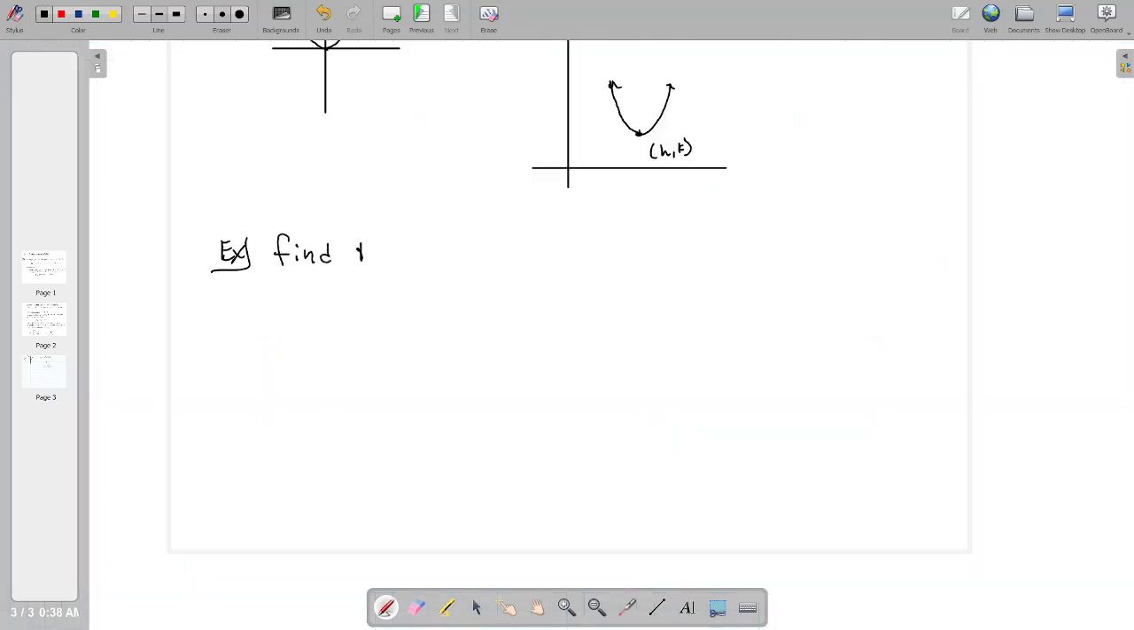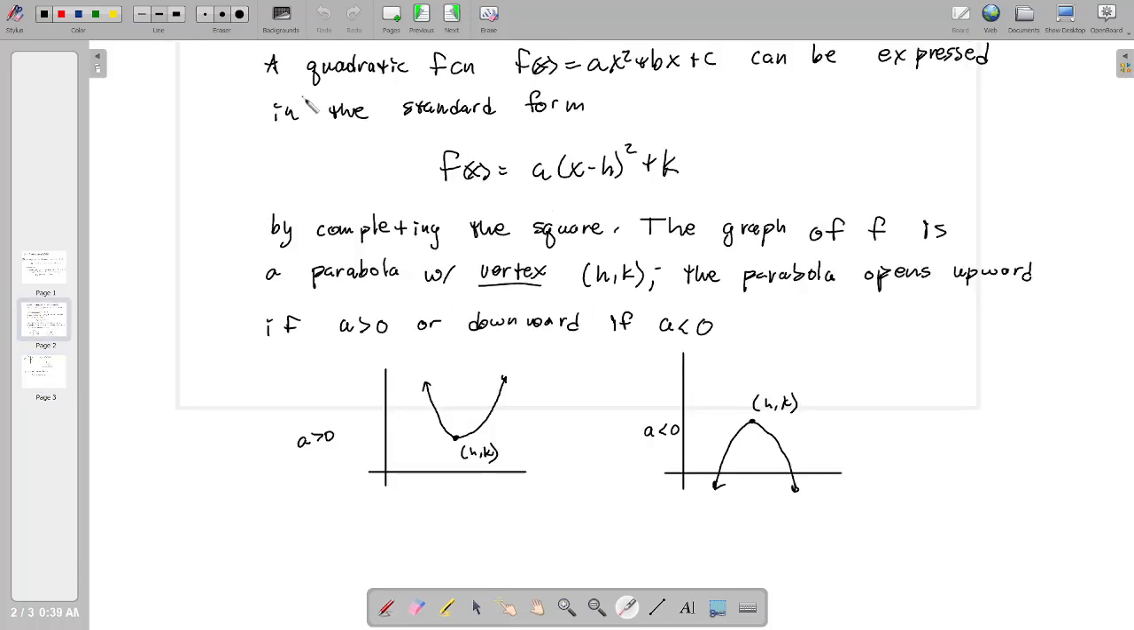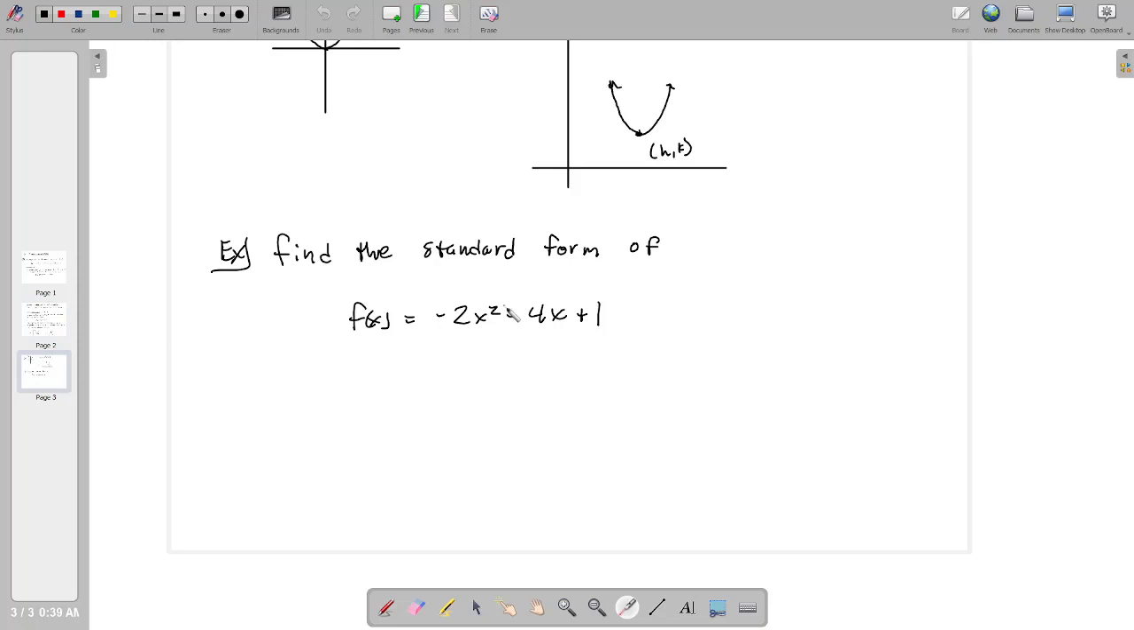Let's do an example. Find the standard form of f of x is equal to negative 2x squared minus 4x plus 1. If you recall, from this quadratic explanation, we can get f of x in standard form by completing the square. So that's what we need to do in order to get this into standard form. And if you remember from completing the square, we need an a of 1. So we have to factor a negative 2 out of the first two terms.